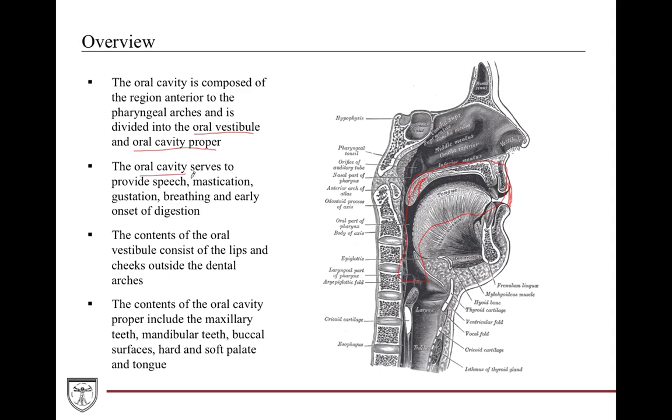The oral cavity is important because it helps with speech, mastication, gustation, breathing, and even early digestion, making the food bolus. So the contents of the oral vestibule consist of things like the lips and the cheeks outside the dental arches. And the contents of the oral cavity proper include things like the teeth, both maxillary and mandibular arches, the buccal surfaces, as well as the hard and soft palate and the tongue right here.